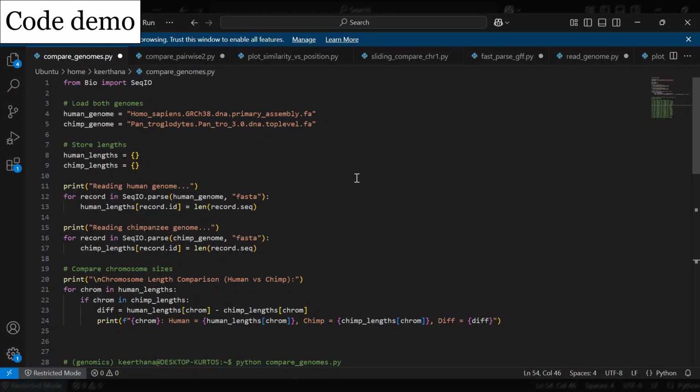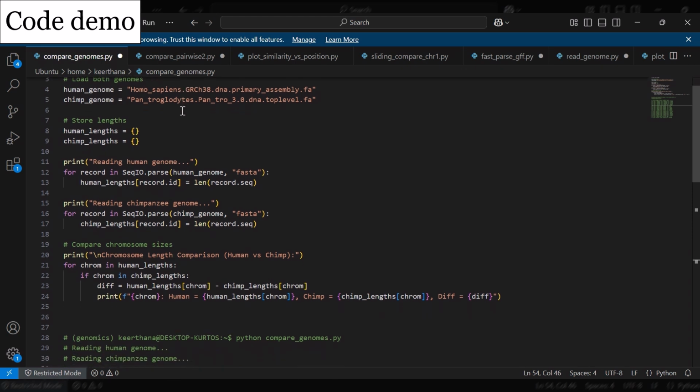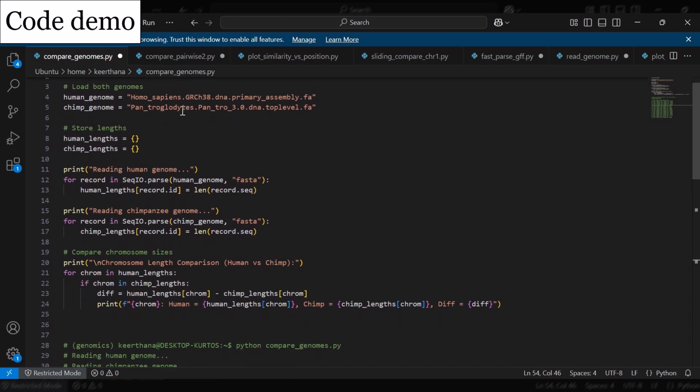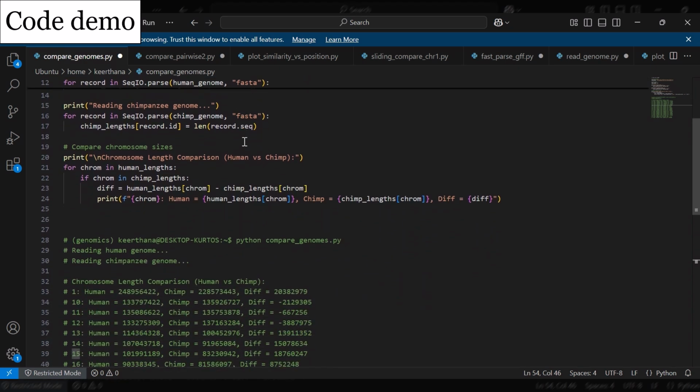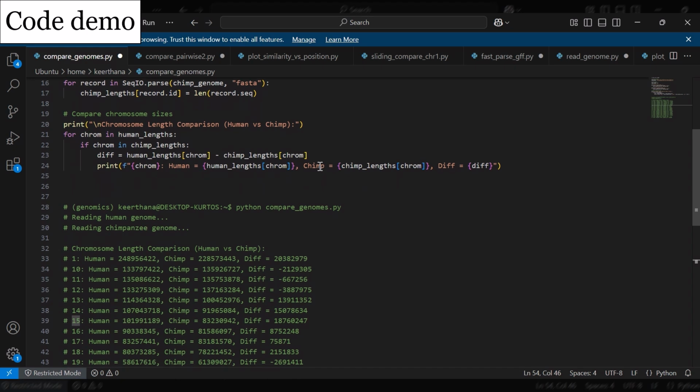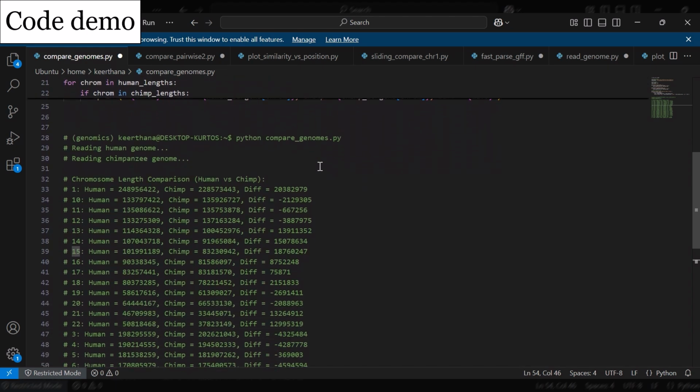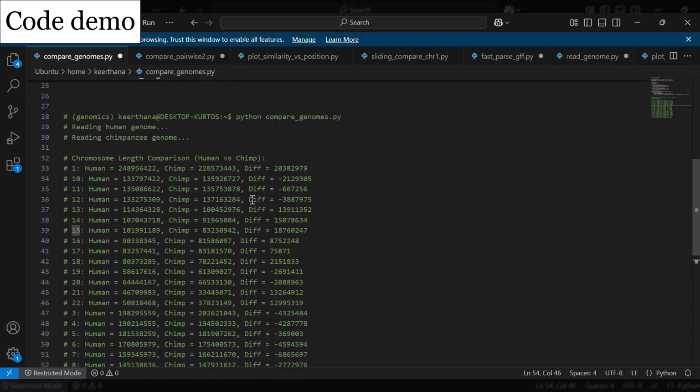Okay, so we can look into the code section. Here, this is a compare genome code. Here, we compare the size of each chromosome in base pairs from human and chimpanzee genomes. So we are loading and then reading both the genomes. Then we compare it. It's a simple method. So here we are. This is the output.